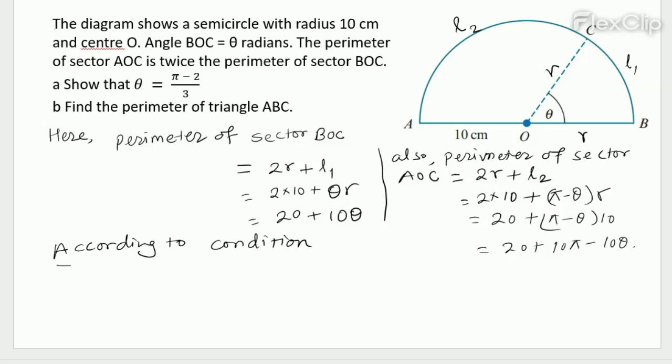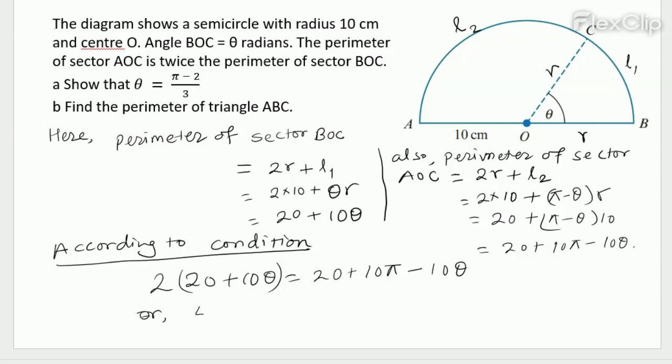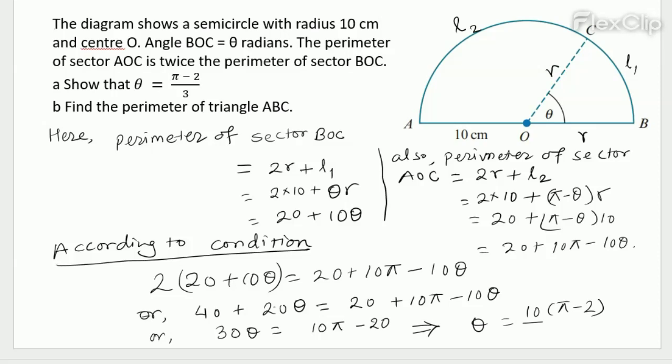Now the condition given is that the perimeter of sector AOC is twice the perimeter of sector BOC. So 2 times 20 plus 10 theta equals 20 plus 10 pi minus 10 theta. Simplifying this, we can get the value of theta: 30 theta equals 10 pi minus 20, which gives theta equals 10 pi minus 2 by 3.